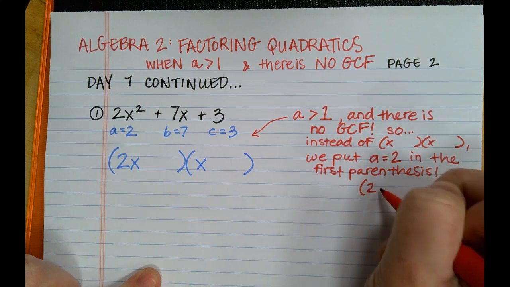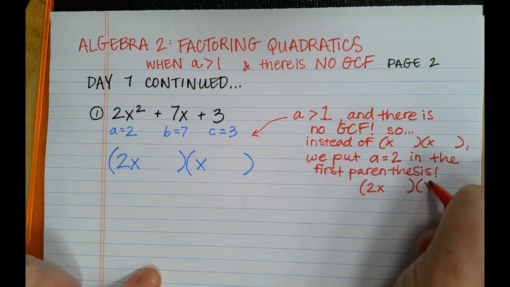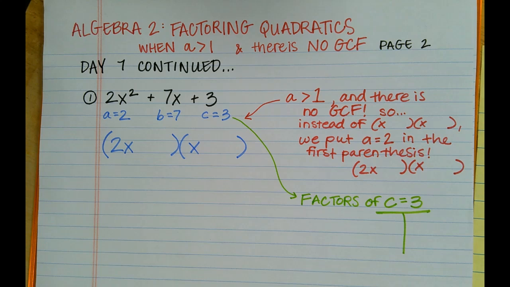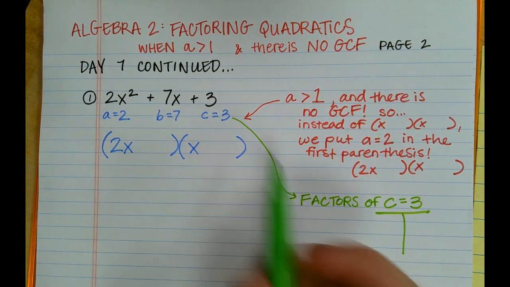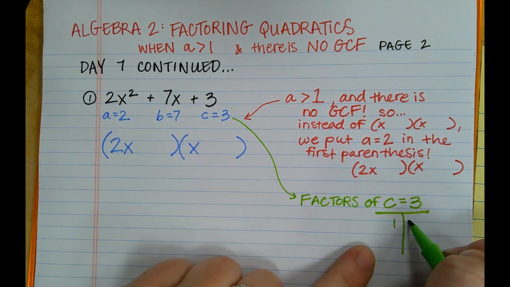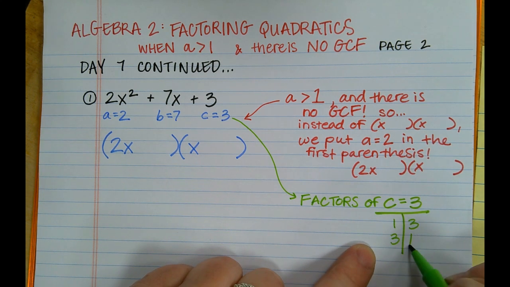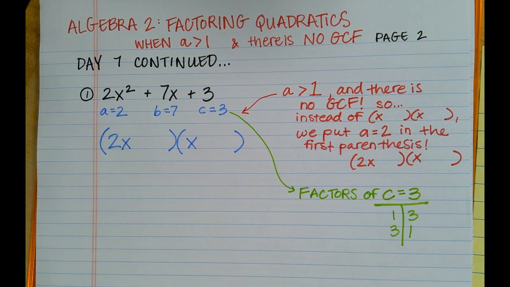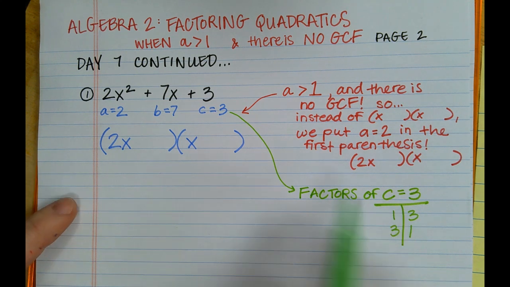Like this, 2x and x. Okay, here we go. We're doing factors of C. So what are some numbers we could multiply together to get C? 1 times 3, 3 times 1. Good. 1 times 3 and 3 times 1. So all we need to do now is check and see which one of these are going to work.